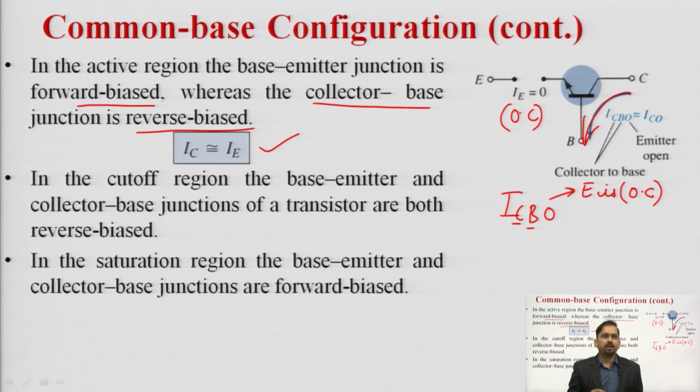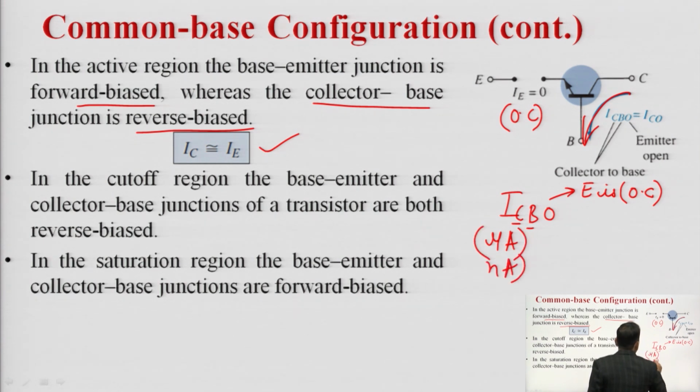Now it is clear that ICBO or ICO is approximately 0, because we are aware that for germanium this is of the order of microamperes, and for silicon it is in nanoamperes, meaning these values are negligible in comparison with the forward current. And during the saturation region, we can say that both the junctions are forward bias.